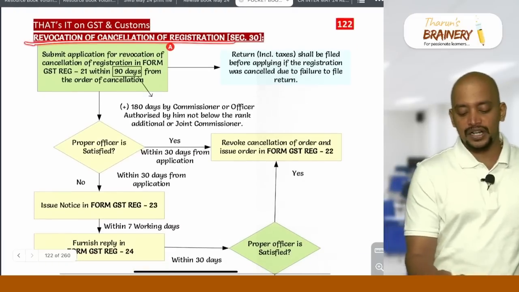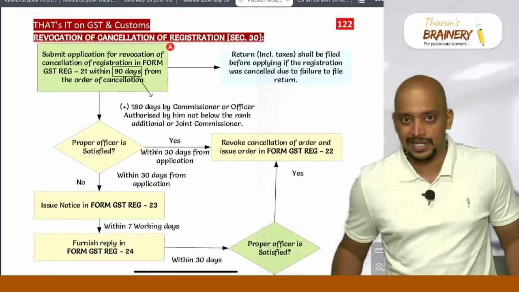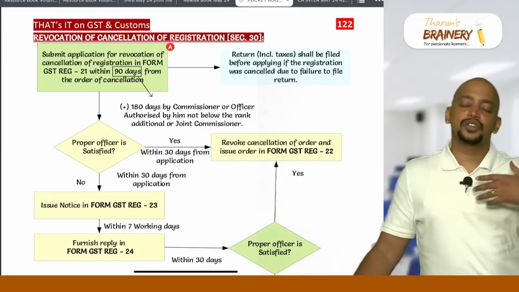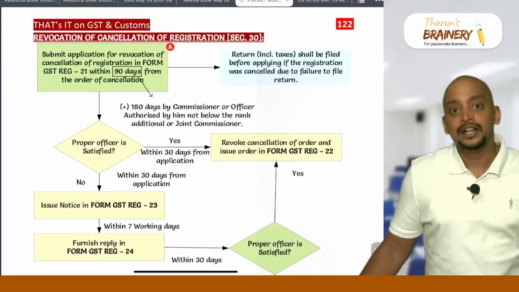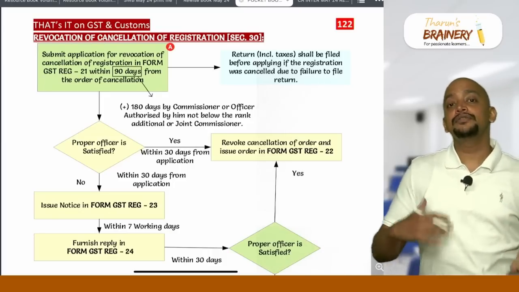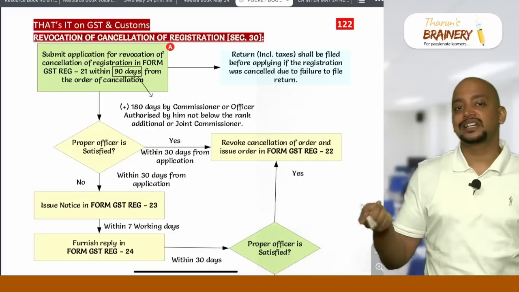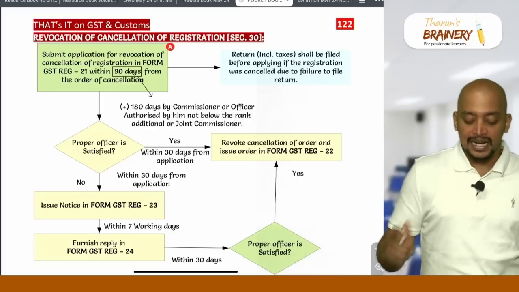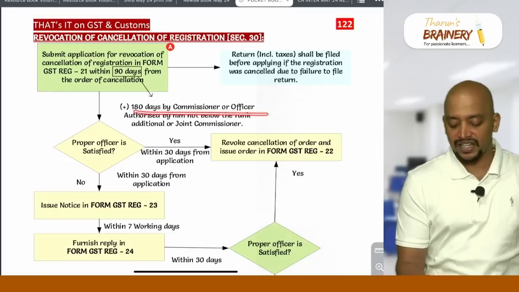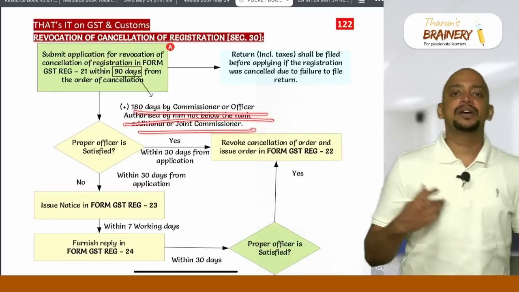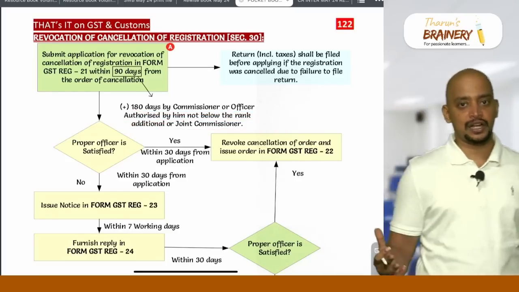Then there is something called revocation of cancellation of registration, section 30. If a cancellation order is passed as per section 29, the person can go for revocation of cancellation. Previously the time limit was 30 days plus 30 days plus 30 days, now the time limit is 90 days, and it can be extended for a further period of 180 days by the commissioner or additional commissioner or joint commissioner.